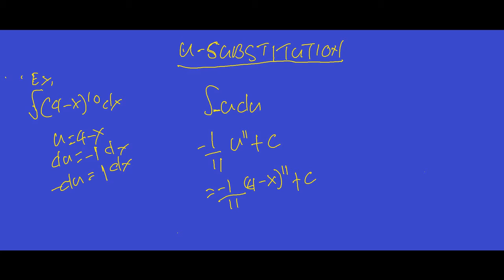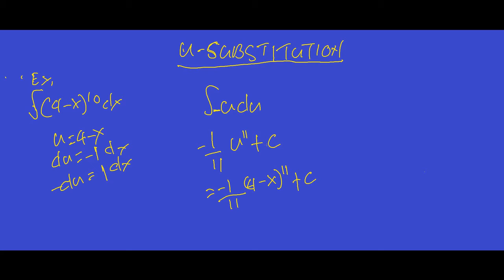So, in order to yung negative 1, mat-transfer ko sa du. So, negative du equals 1 dx. So, nilagay ko siya sa format integral negative u times du. Tapos, integrate ko siya. So, negative 1 over 11 u raised to the power of 11 plus c.